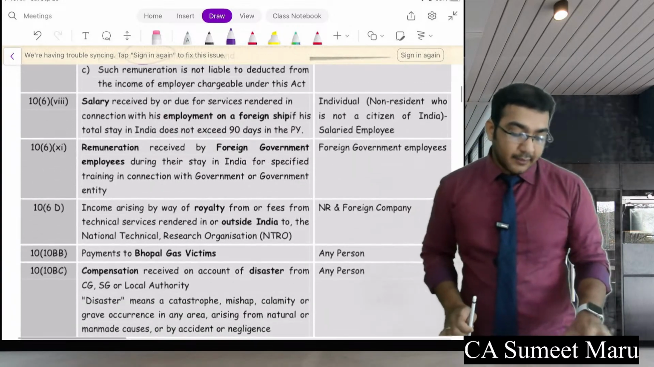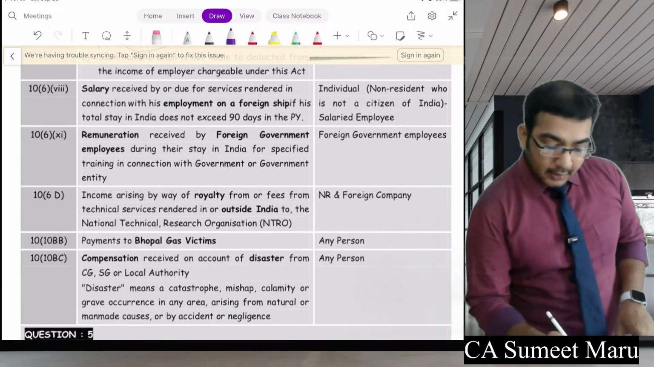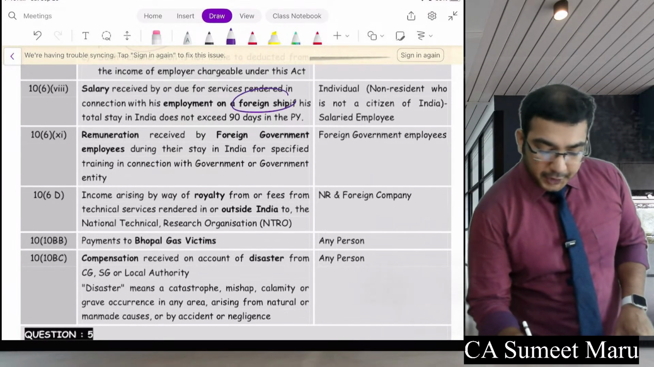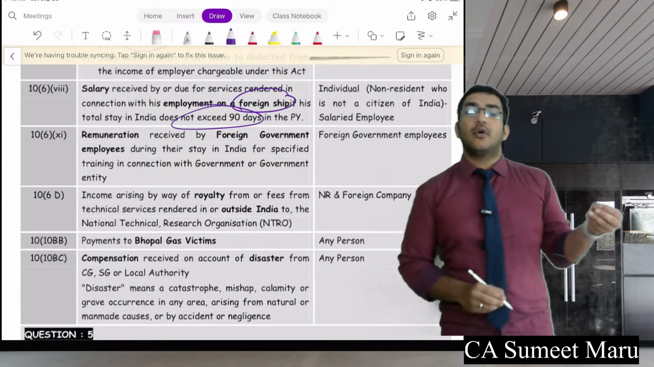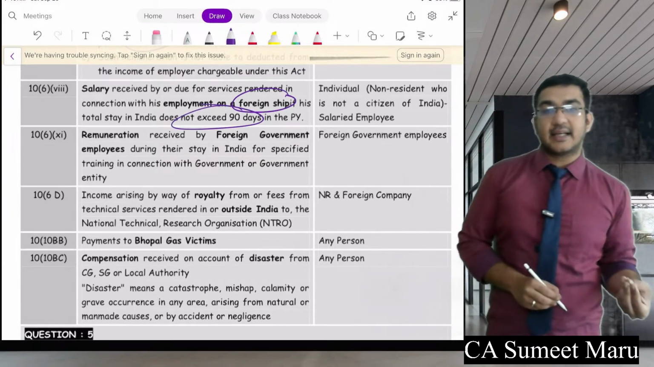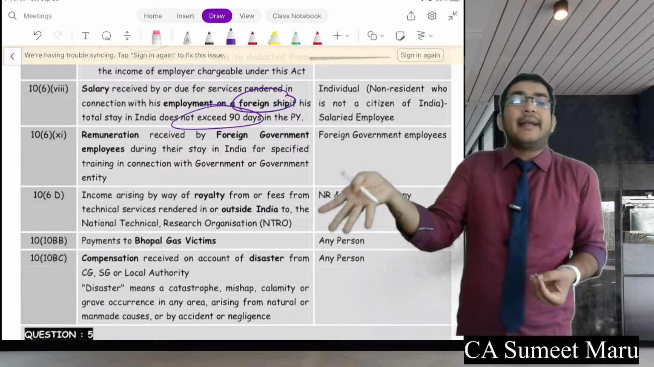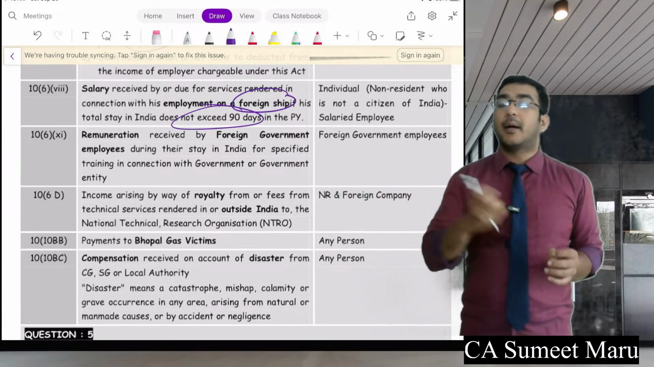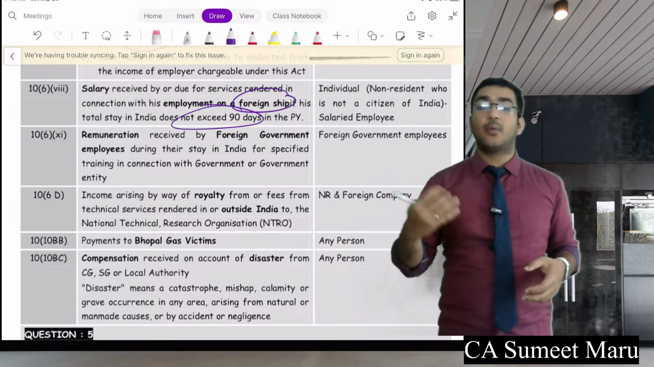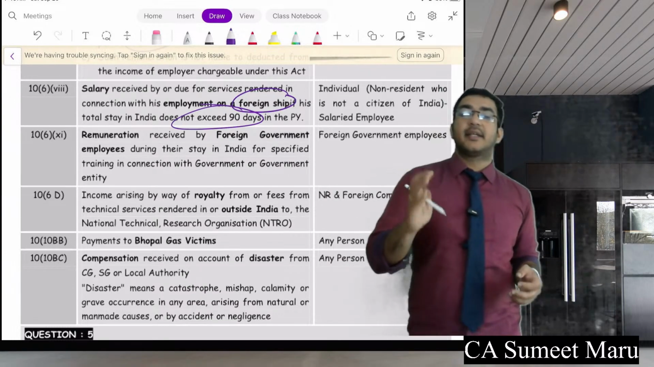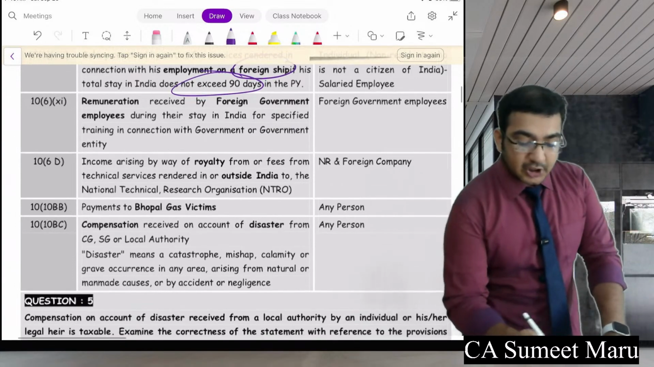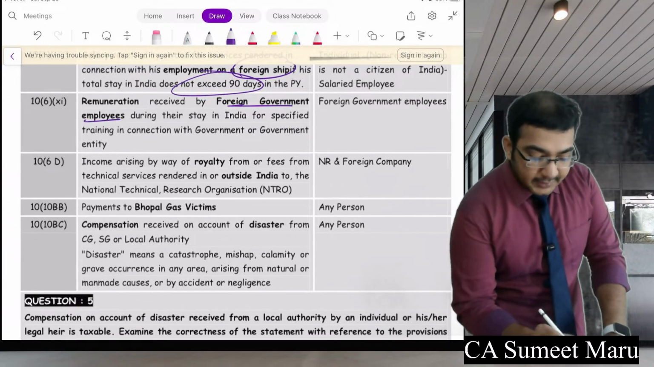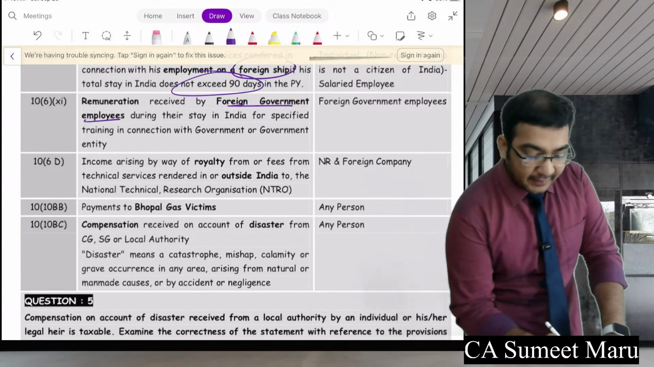Okay. Further, services in connection with employment on a foreign ship, if the total stay in India does not exceed 90 days. Again same, if someone gives services on a foreign ship and the foreign ship's stay in India is less than 90 days, it's fine. But if it is more than 90 days in India, then it is again taxable here.